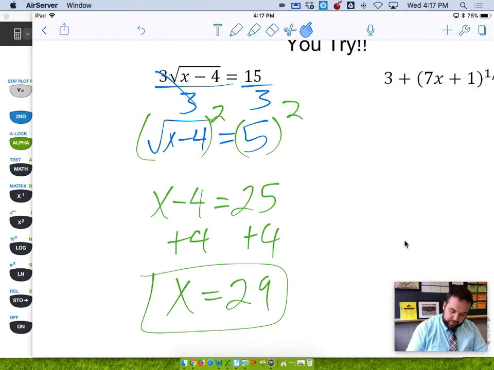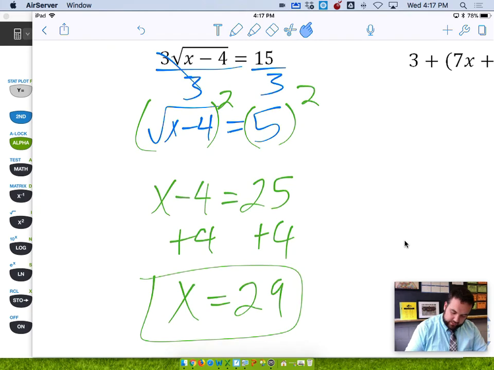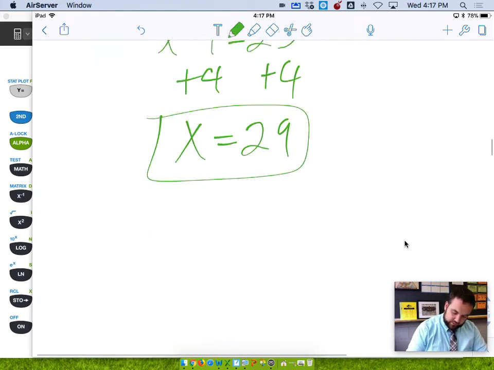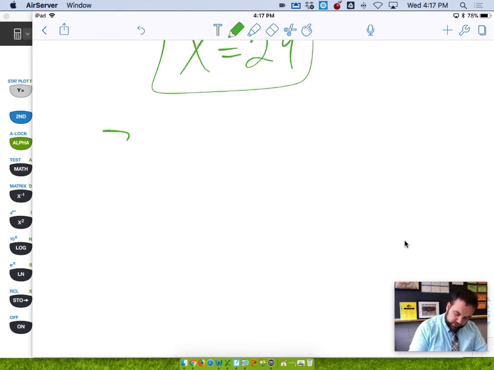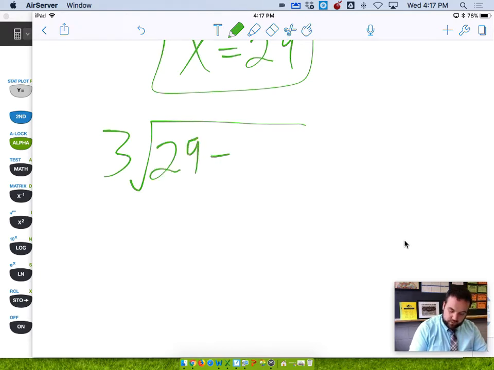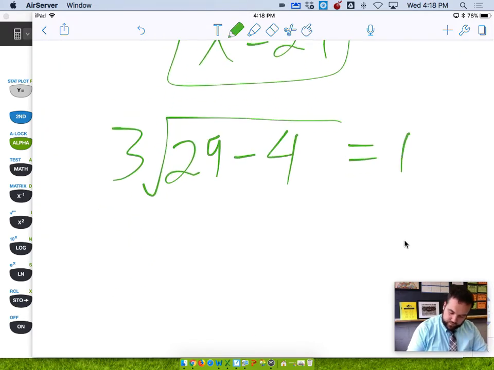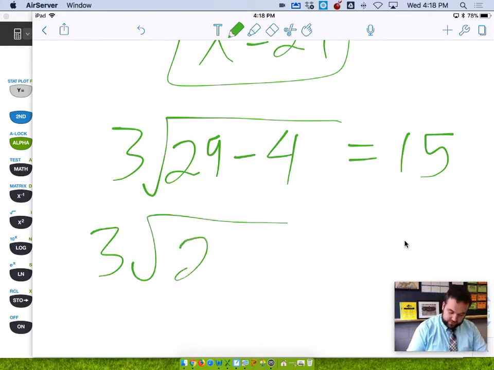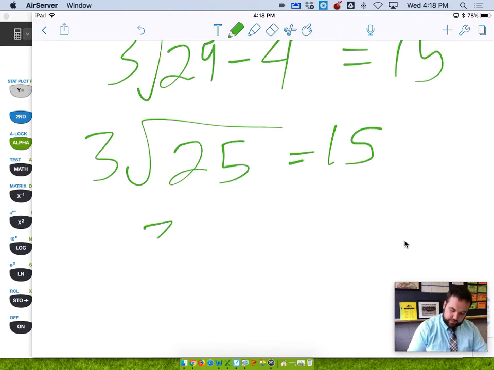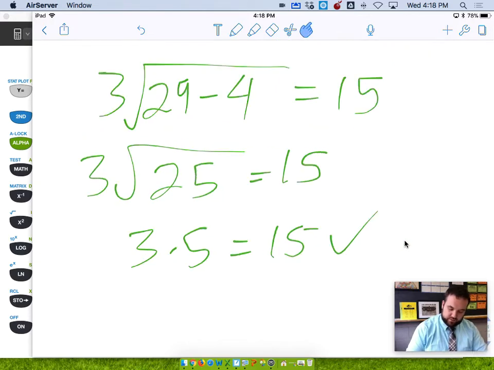Again, feel free to go back and check. Let's check this real quick just to make sure. It was 3 times the square root of x minus 4, and that was supposed to be equal to 15. Okay, 3 times the square root, well, 29 minus 4 is 25. Sure enough, 3 times 5 is equal to 15. So we know our answer is good there.